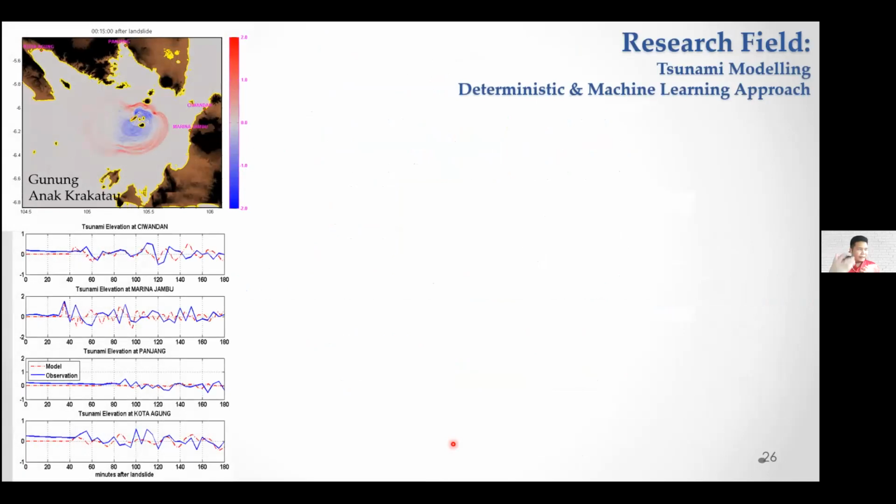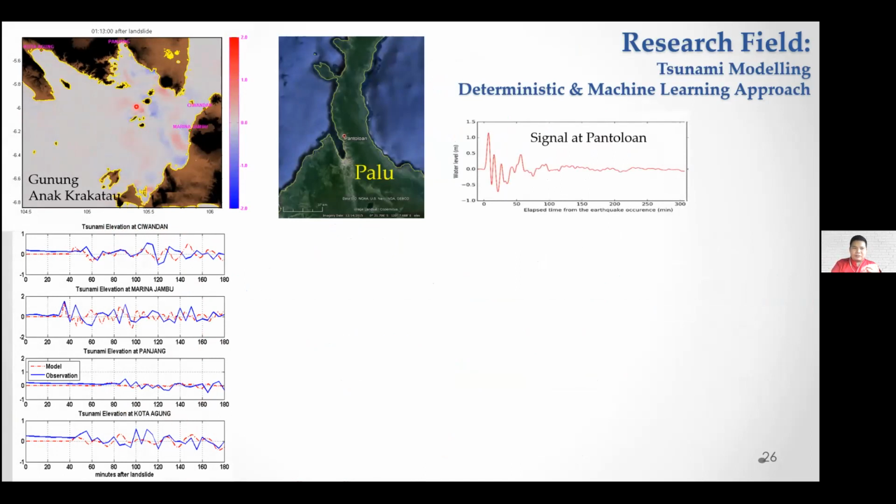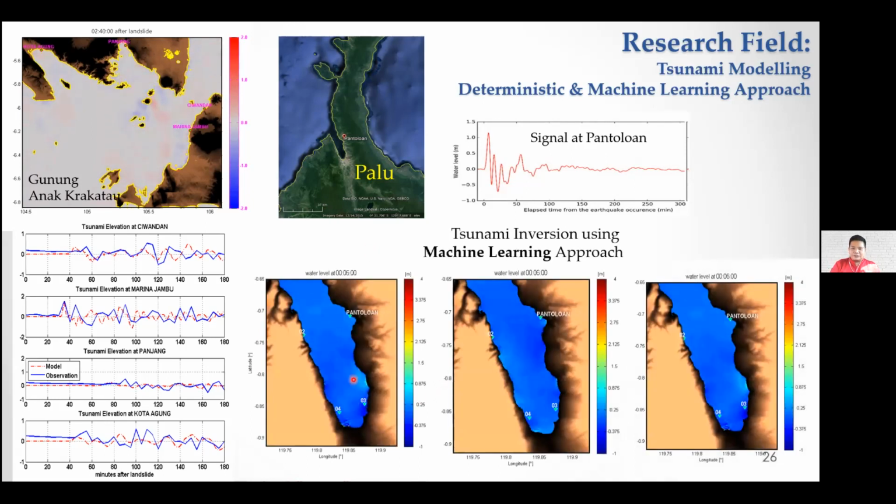Basically, what we have as input for the inversion is the wave recorded at these four locations: Ciwandan, Jambu, Panjang, Kota Agung. And then we would like to guess the initial condition at Anak Krakatau. It is also possible to create this inversion for Palu. During the Palu tsunami, we did not know the source of the tsunami because it was created by a landslide inside the Bay of Palu.